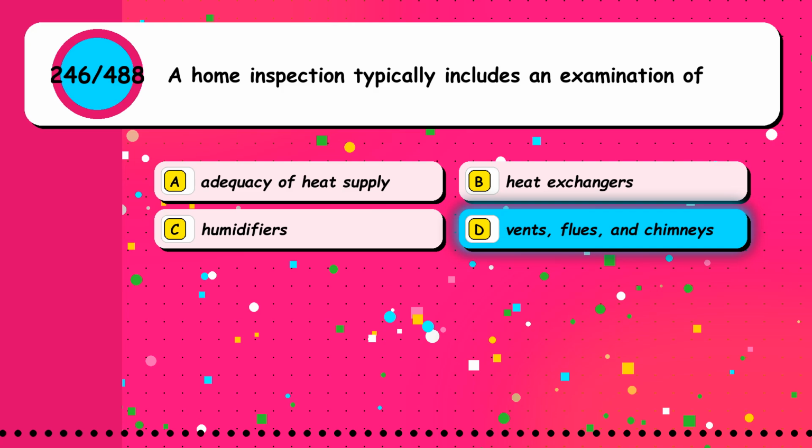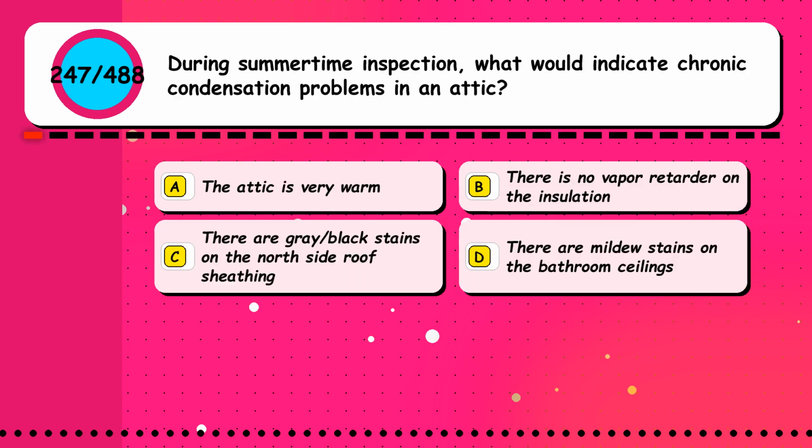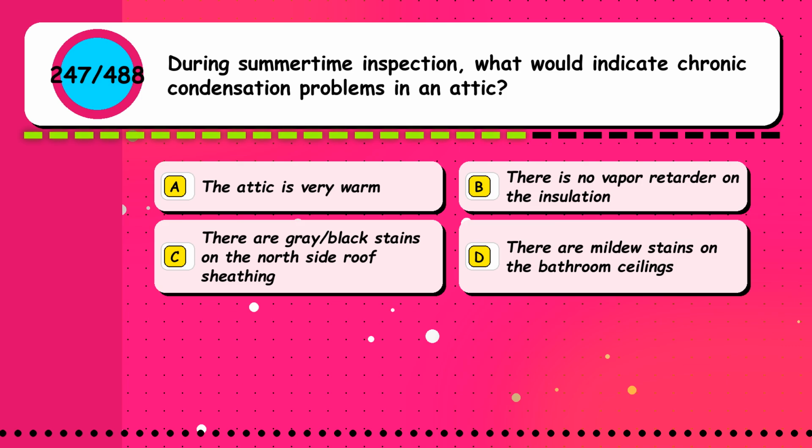The correct answer is option D. Vents, flues, and chimneys. D. Vents, flues, and chimneys. Question 247. During summertime inspection, what would indicate chronic condensation problems in an attic? Option A. The attic is very warm. Option B. There is no vapor retarder on the insulation. Option C. There are gray/black stains on the north side roof sheathing. Option D. There are mildew stains on the bathroom ceilings.